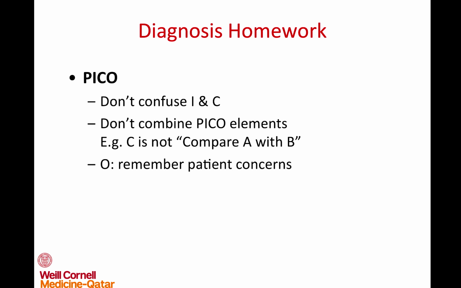Now, don't combine your PICO elements. A few people would say the intervention is A, and then they'd say the comparison is compare A with B. No, the intervention is A and the comparison is B. That's separate. You don't need to describe the comparison that you're doing. And lastly, for your O, the outcome, remember patient concern. Sometimes they may seem kind of secondary, or they become apparent when you're doing the searching, how to address them, or they're obvious. But remember to at least include them in your description. If a patient specifically says they don't want to do some particular thing, or they're worried about a particular thing, then that is part of the outcome that you're looking for.